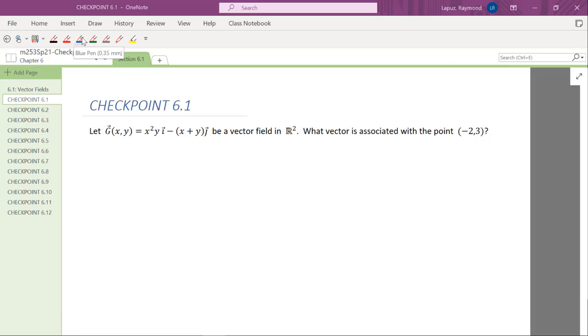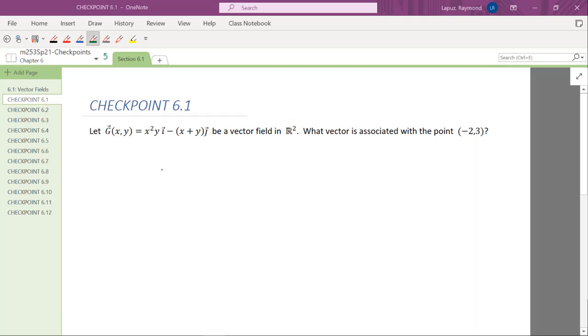This is Checkpoint 6.1. They want us to consider this vector field. This is x squared y in the x component and then x plus y in the y component as the vector field in R2. What is the vector associated with a given point?